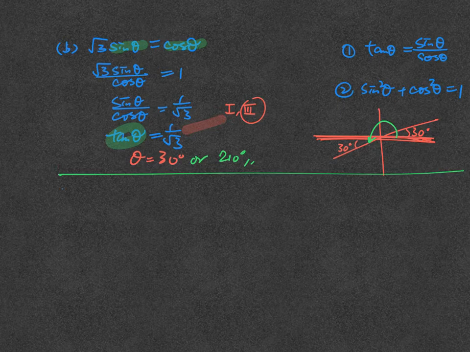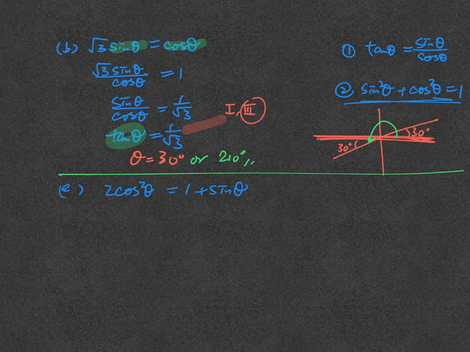And then let's jump to part E, as we are going to use identity number 2 as follows. It is 2 cosine square theta equals 1 plus sine theta. And this is a bit different to part B, right? Because in part B you have sine and cosine singly, but in E we have cosine square theta and sine theta respectively. In this situation, it's very likely to be quadratic, but first of all, we shouldn't have cosine and sine at the same time, so we change cosine square theta into 1 minus sine square theta by the identity on the top right hand corner.